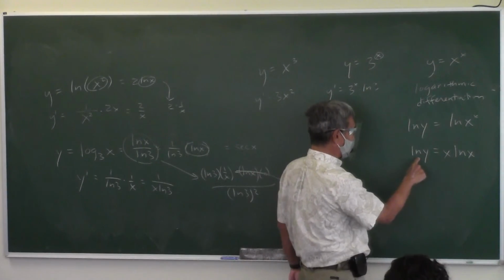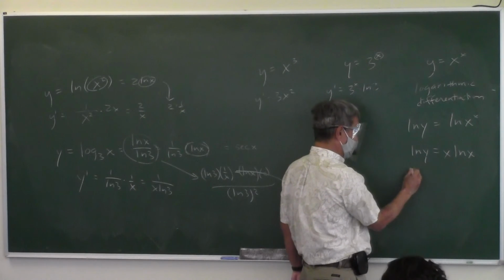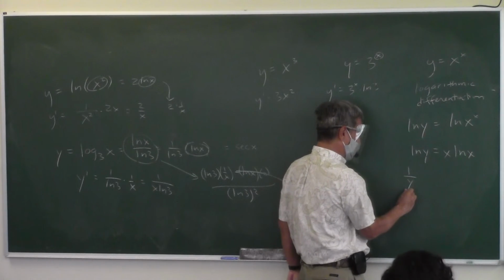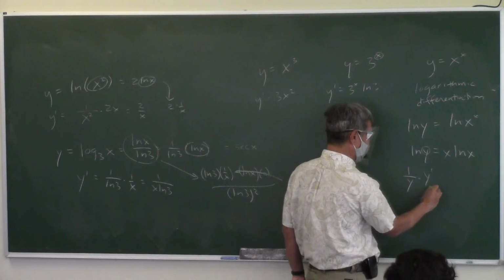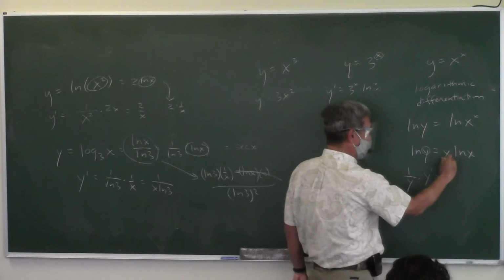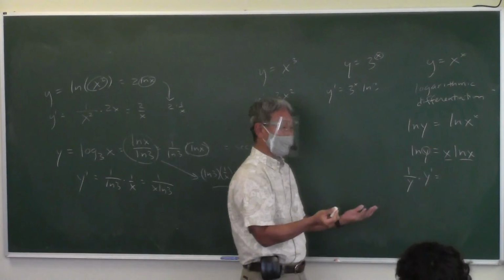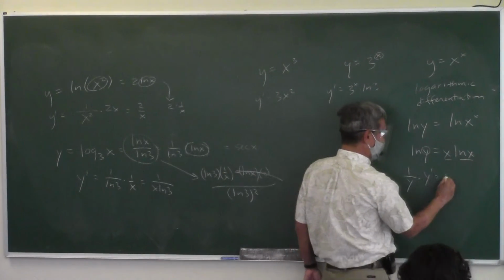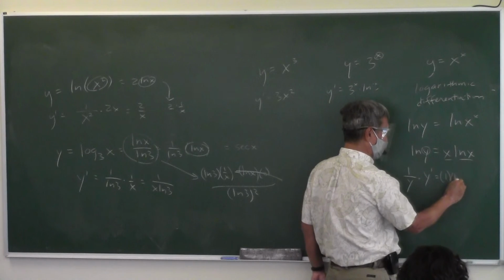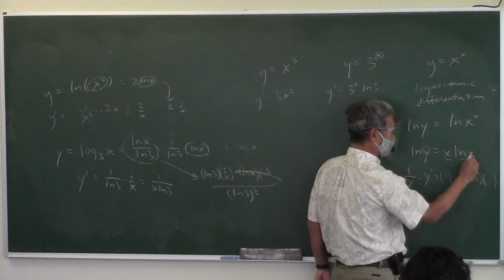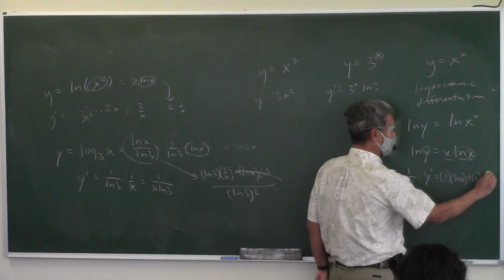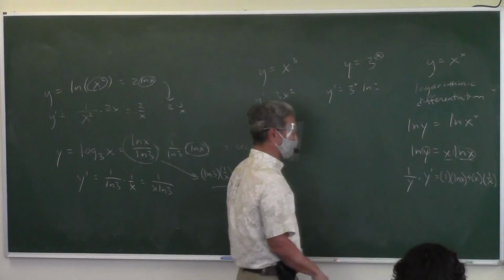So, what's the derivative of natural log box? 1 over box times the derivative of box, y prime. Equals, and then over here I have a product, so you just use the product rule. Derivative of the first, leave the second one alone. Leave the first one alone. And what's the derivative of natural log x? 1 over x times 1.